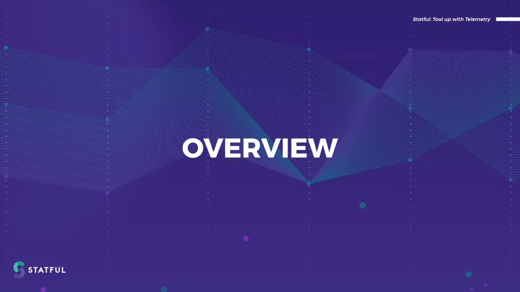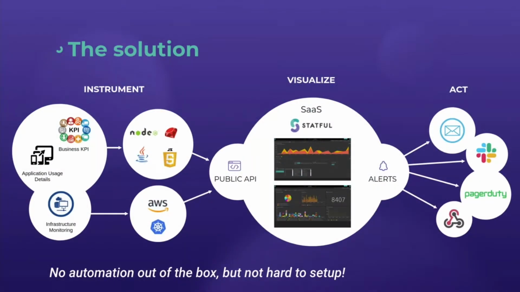Let me start with the overview of Statful to give a kind of context of what our product is and what it can offer to our customers or to someone that is looking for telemetry. Looking at this slide, you can see the solution, and we can read it from left to right. We start with what type of information or data, what we call metrics, you can push into the product.